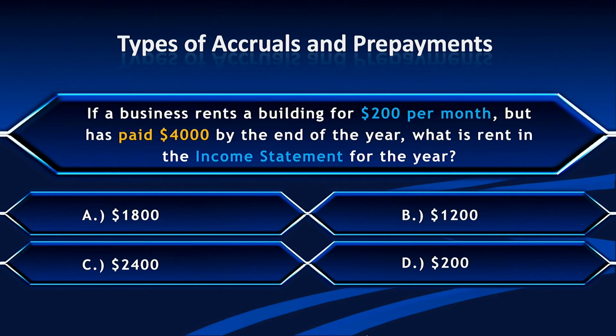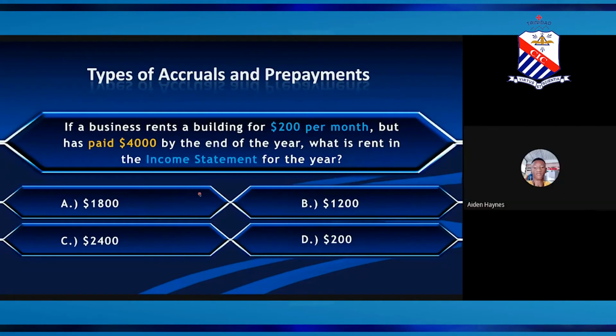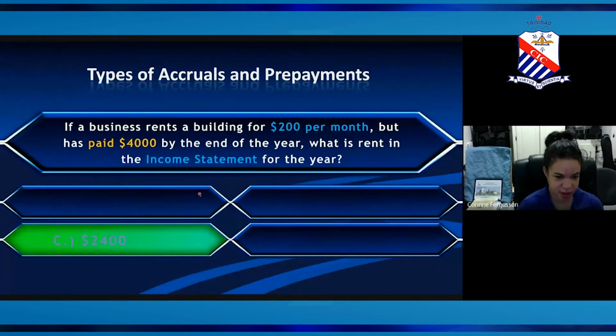Okay, if a business rents a building for $200 per month but has paid $4,000, what is the amount that goes into the income statement? 2,400. Excellent. All you had to do in this case, you didn't have to do any comparisons. You just had to work out the amount that they rented for.